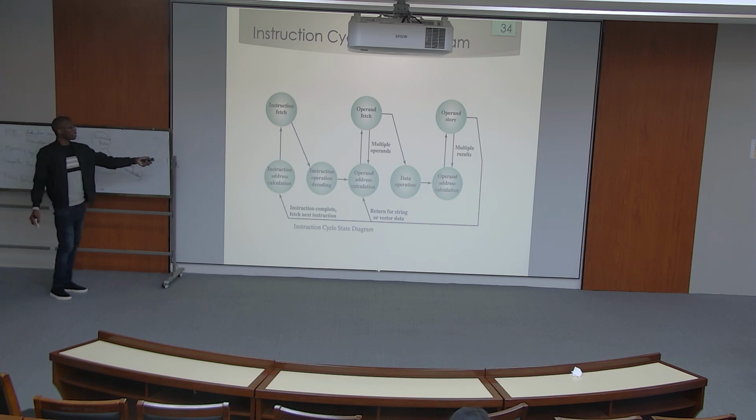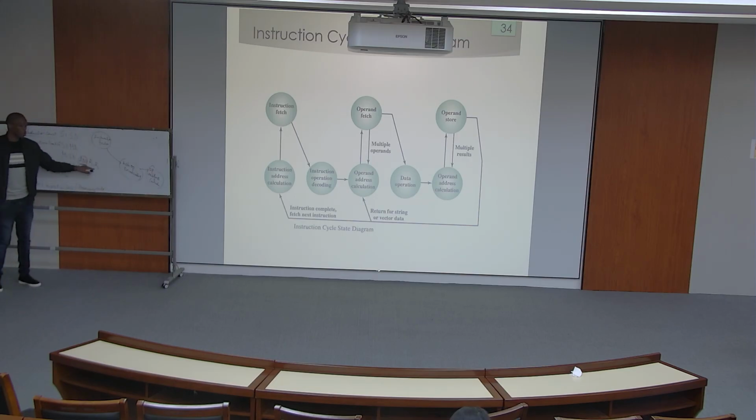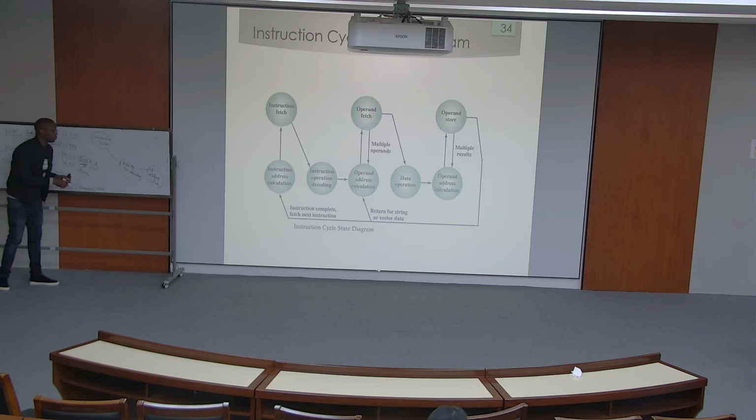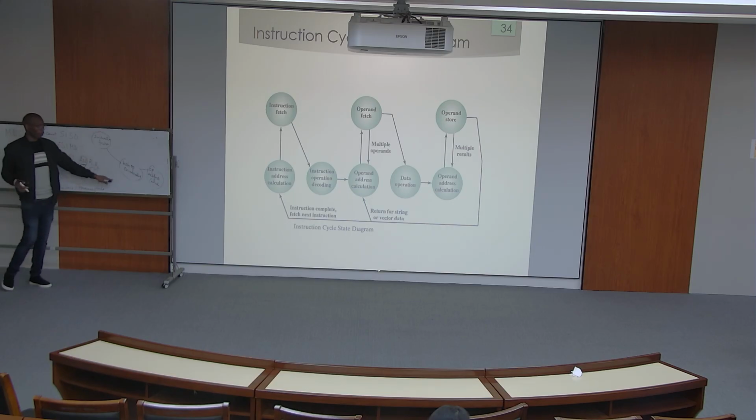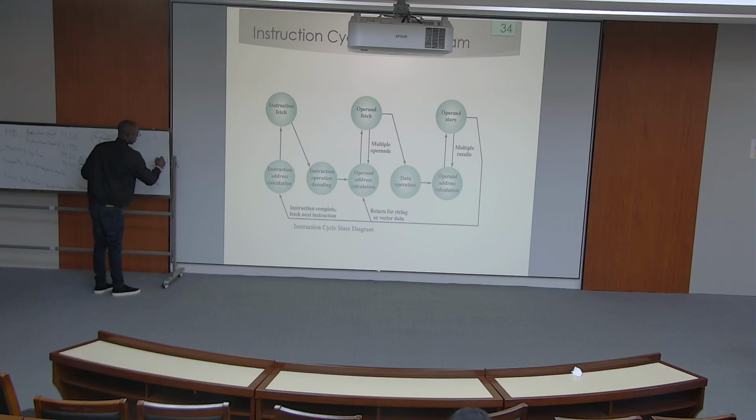The next is operand address calculation. That means we have these two operands, and the microprocessor needs to know where they are stored. Operand address calculation is needed to know the address of these operands, especially when they are stored in the memory. Then the next is data operation.